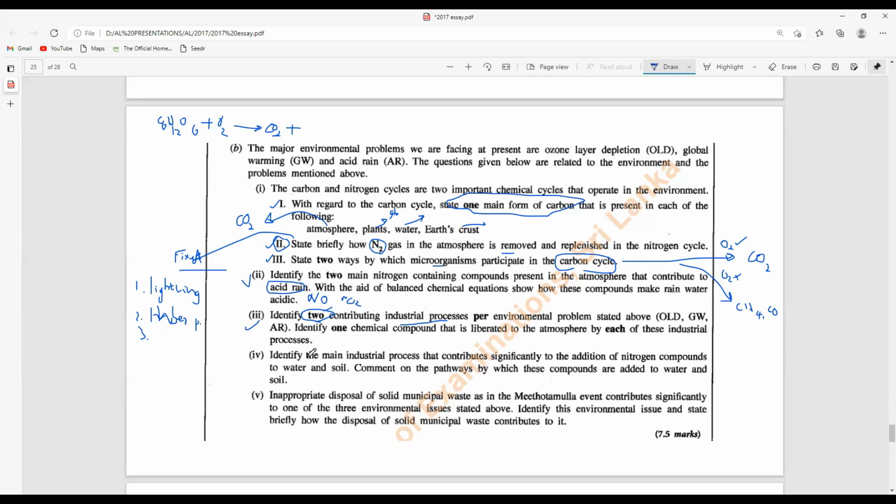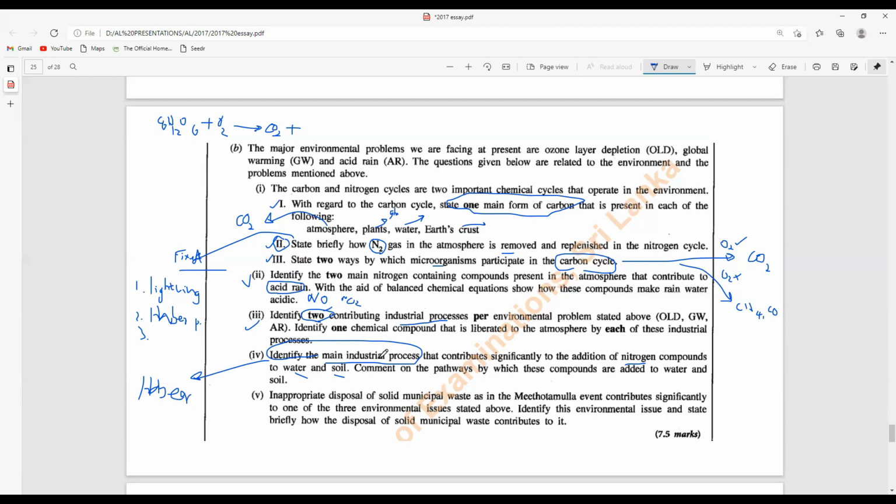And the fourth one is, finally, identify the main industrial process that contributes significantly to the addition of nitrogen compounds to water and soil. Comment on the pathways by which these compounds are added to water and soil. So first thing is to identify the main industrial process that adds nitrogen to water and soil. So what is the main process where nitrogen is fixed? It is the Haber process, right? Because that is the main industrial process.